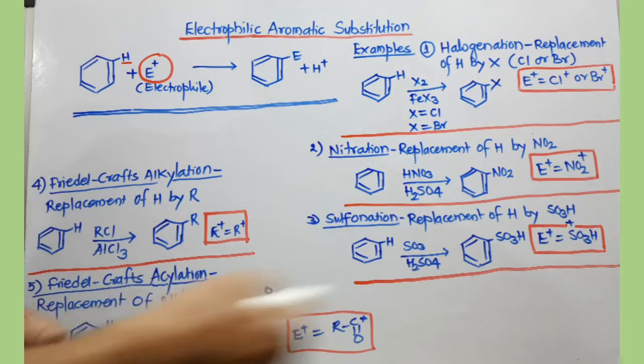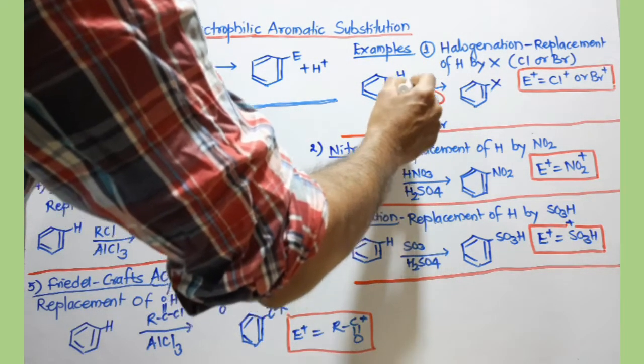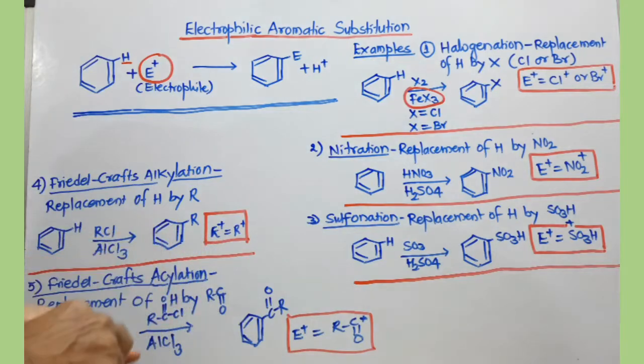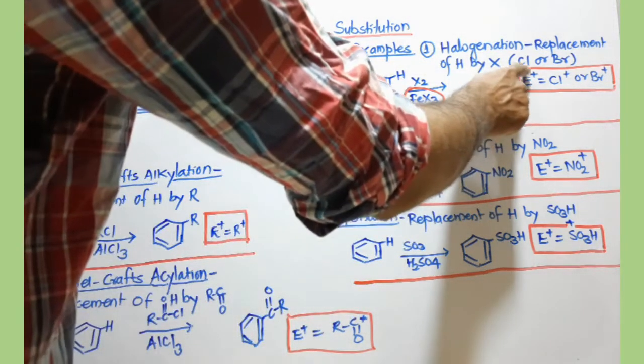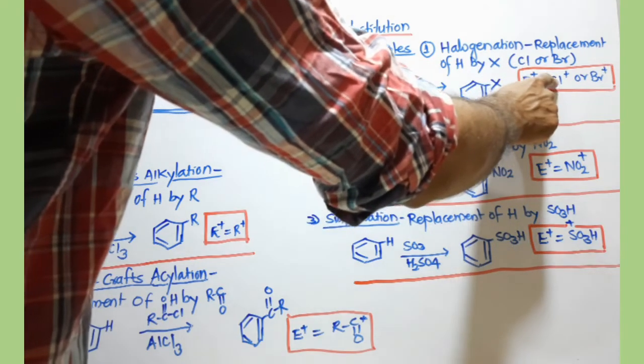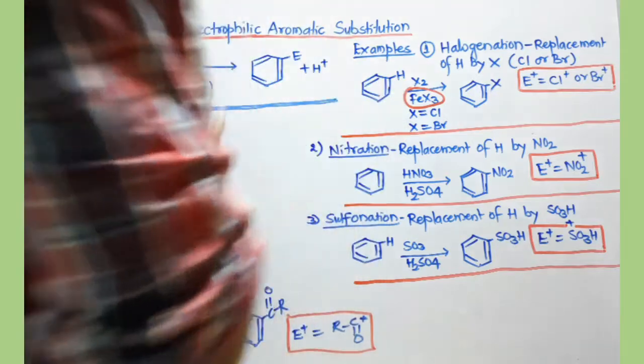For this reaction, we need FeX3. This is required. If we use FeX3, then and only then can we generate the E plus ion, Cl plus or Br plus. So FeX3 is required.